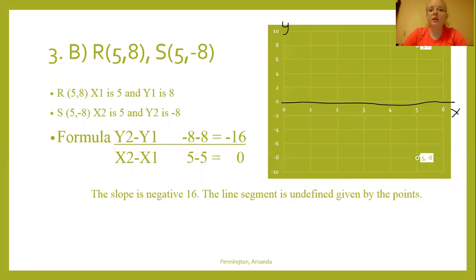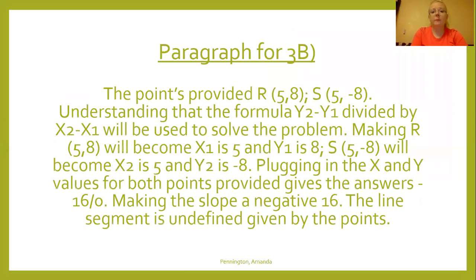Okay, then we're going to do the same thing. R is going to be our x1, y1, and S is going to be our x2, y2. So we plug those in. Negative 8 minus 8 equals negative 16, and 5 minus 5 equals 0. The slope is negative 16 over 0, and the line segment is undefined by those points. We know that when we look, we're seeing that these 2 graph points cannot go that way. So that line segment is undefined by that.